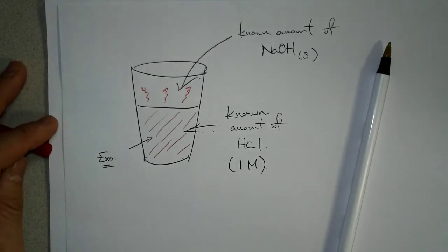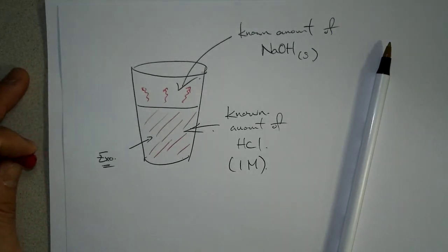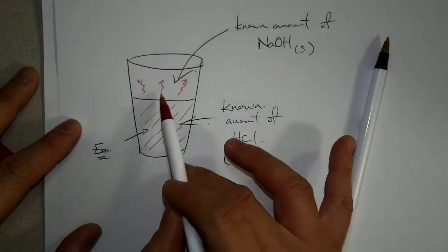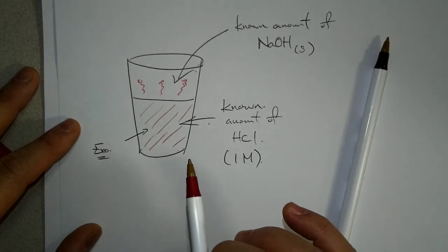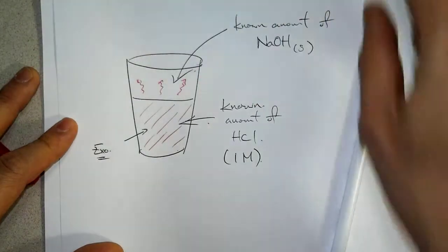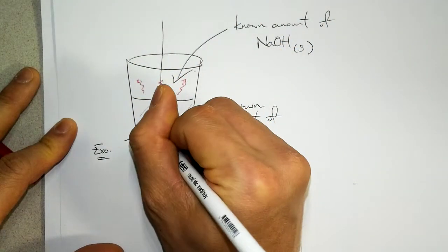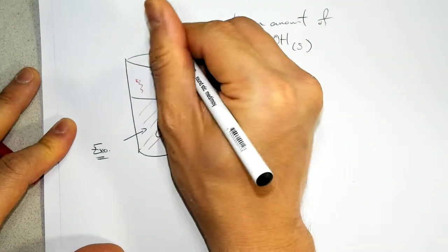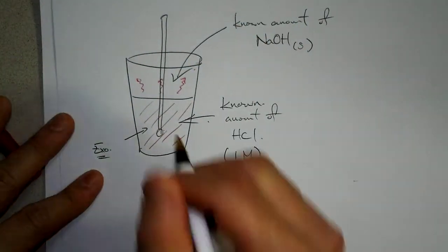So how do you think we measure that? If something becomes warmer, the water becomes warmer, how do you think we can measure that? We put a thermometer in, yes. So we put a thermometer in there and measure the temperature.